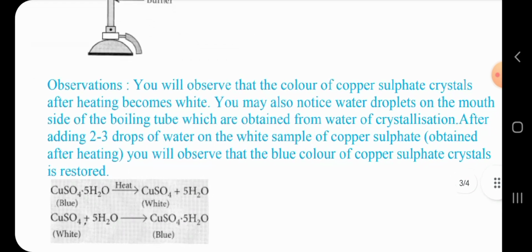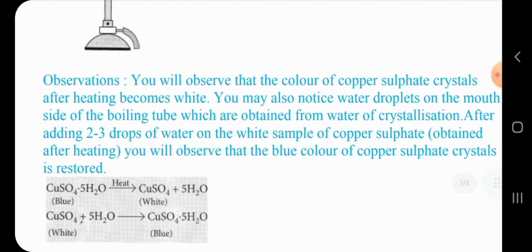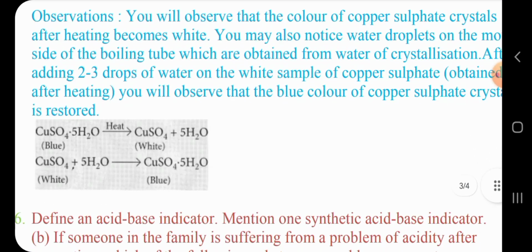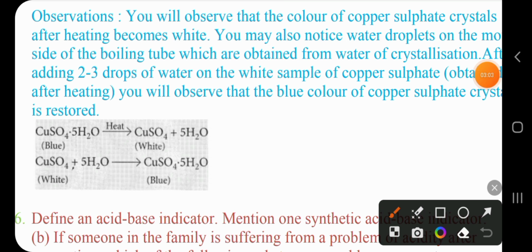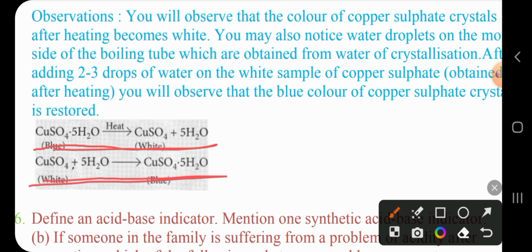But if we put 2 or 3 drops of water on this anhydrous salt, again it changes into blue in color. So the reaction is: CuSO4.5H2O, when heated, gives CuSO4, which is white in color. And when CuSO4 again reacts with water, it gives copper sulfate, which is blue in color. That is the answer of question number 5.